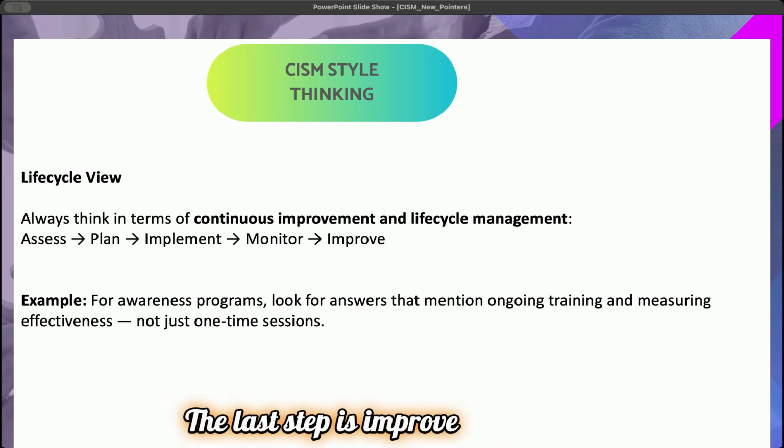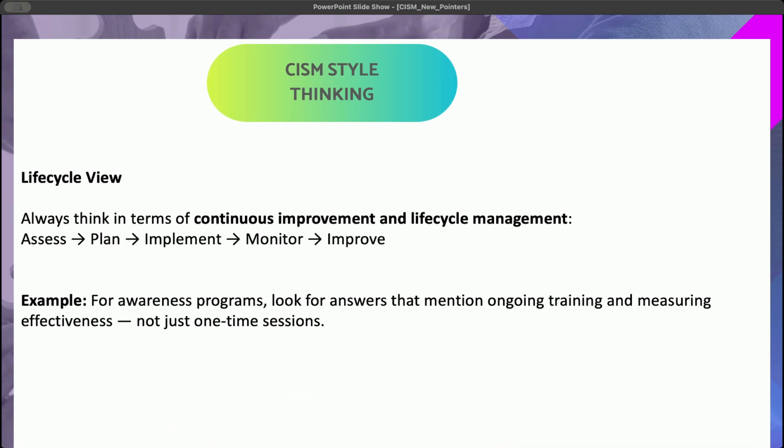The last step is improve, which means use feedback and results to optimize policies, controls, and strategies. The questions you ask are, what did we learn from incidents or audits? Are there trends that indicate evolving risks? What needs to be adjusted or enhanced?